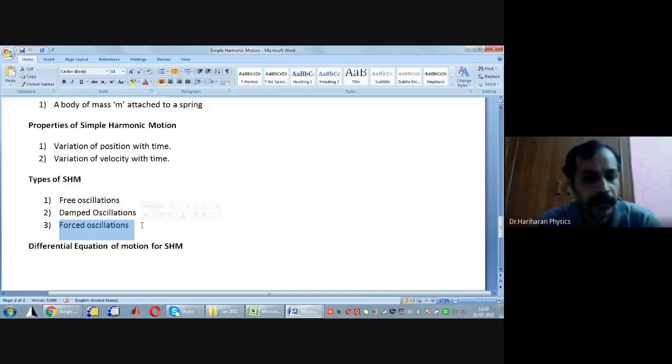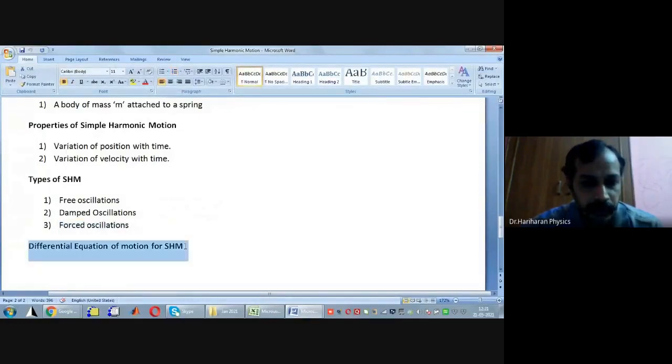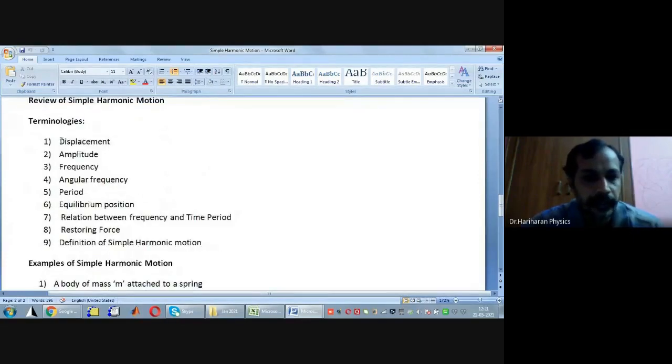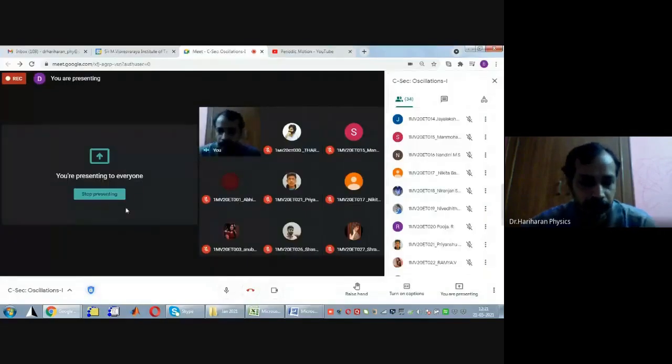In each of these, we will discuss the equation of motion and the properties of the oscillation in those 3 setups. Okay, and then in the next class we will derive the differential equation of motion for simple harmonic motion and then free oscillations. Okay, first, now let us consider one term at a time. What is displacement? Then all of you look at this figure here. Just look at what I'm showing here.